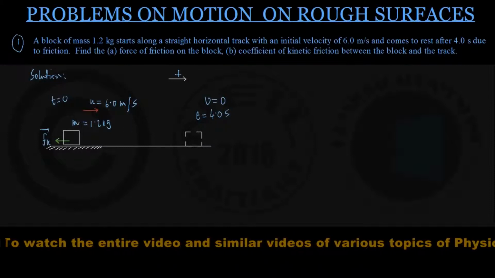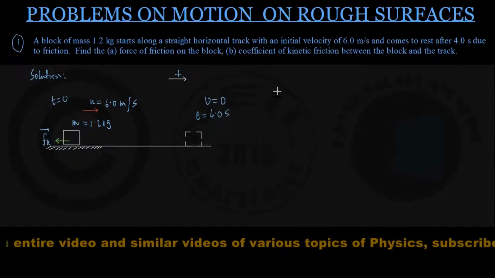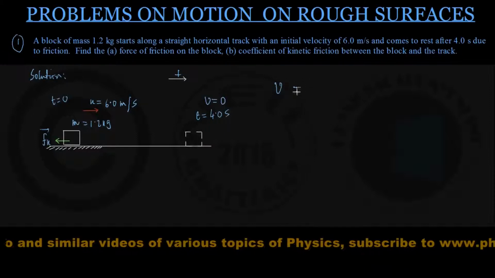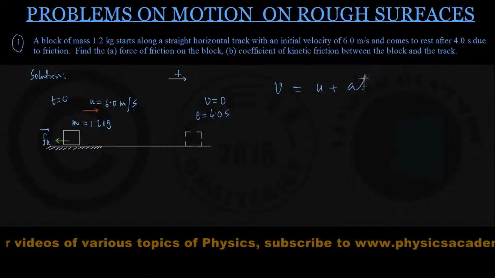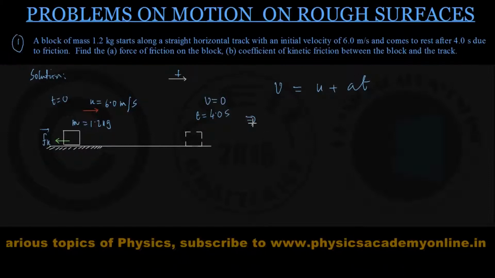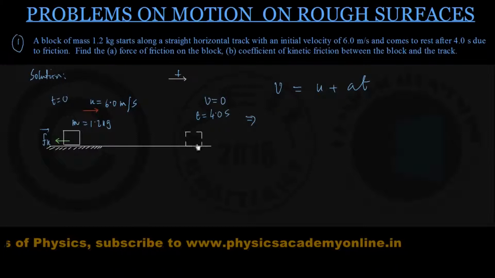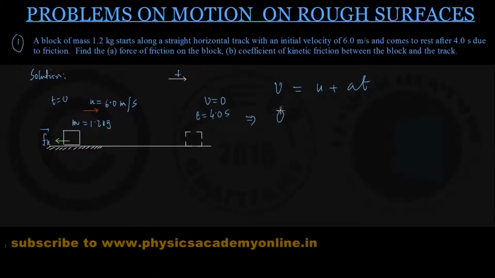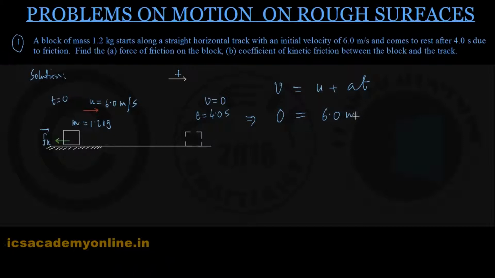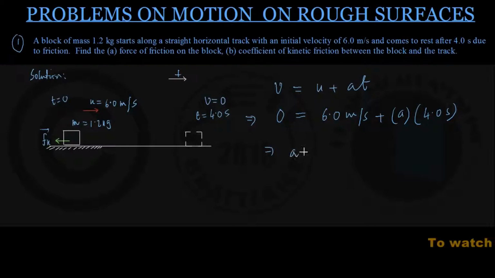So let us apply the corresponding equation of kinematics. You'll recall we must apply here the equation v equals u plus at for the motion of the block. Here they say the final velocity of the block is 0. So this is 0 here. Initial velocity to the right, that's positive, is 6 meters per second. Acceleration I don't know, and the time they have said is simply 4.0 seconds. From here we solve and find the acceleration value is coming out to be minus 1.5 meters per second square.